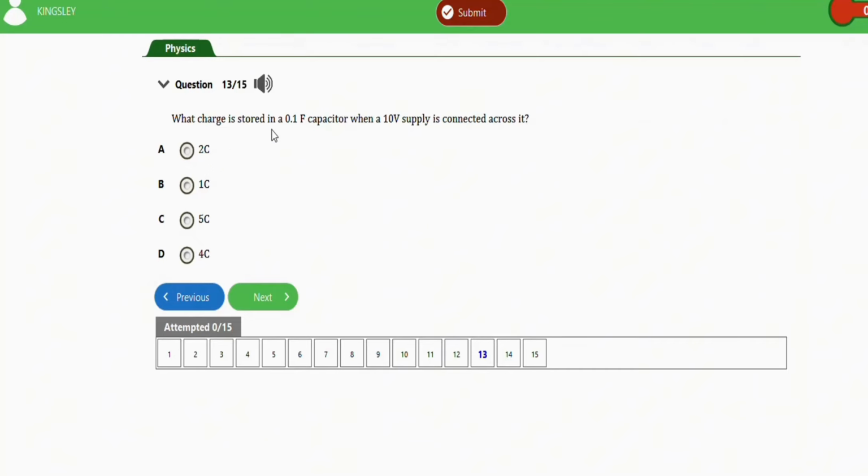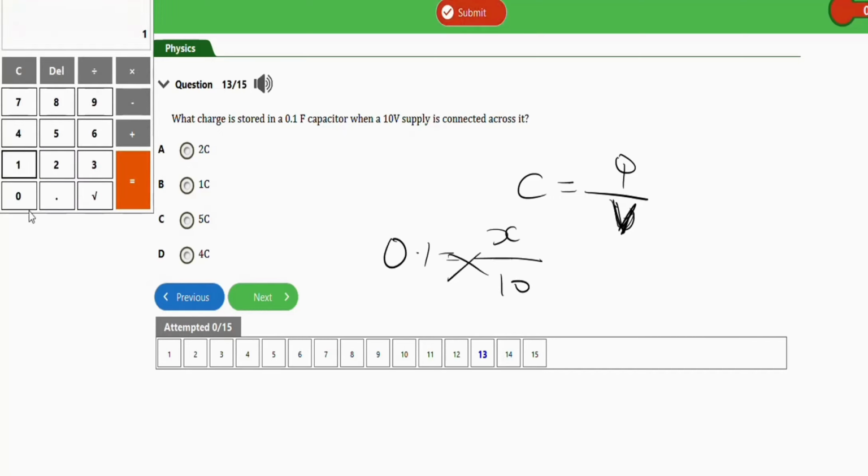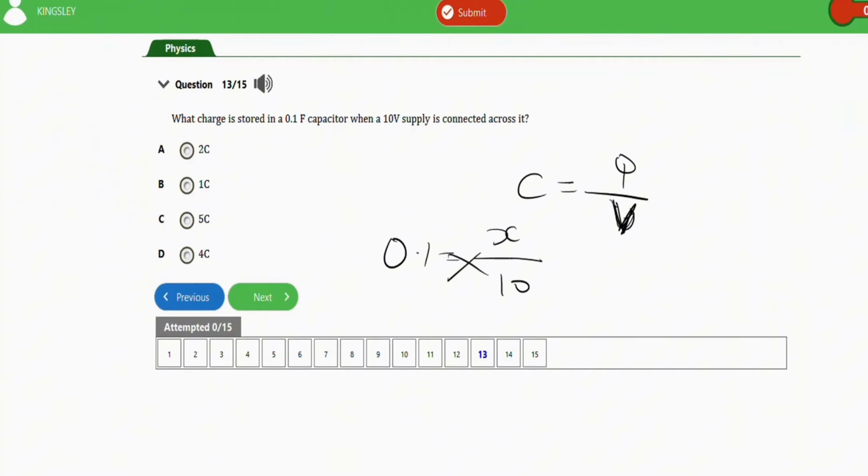Okay, so the next repeated question will be this one. It says, what charge is stored in a 0.1 farad capacitor when a 10 volt supply is connected across it? Okay, so remember the conventional formula, we have it to be C equals charge over voltage. So we're going to have the capacitor here is 0.1 equals, we are looking for the charge, call it X, over the voltage, which is 10. So when we cross multiply, 10 times 0.1 will give you 1. Okay, let's verify. So that's it. The right option in this question is option B, which is 1 coulomb. Okay, so let's wipe this now and solve the next repeated question.